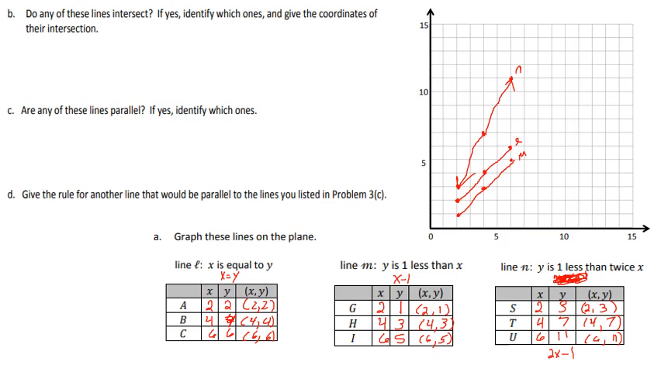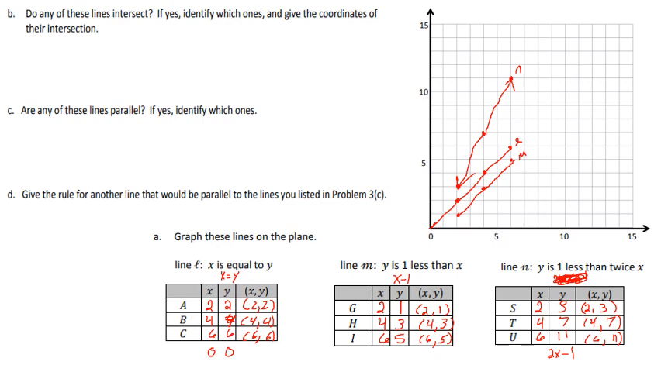Now it says, which lines intersect? Do any of the lines intersect? If yes, which ones? And give the coordinate of their intersection. Well, if I extended this out, let's try this. One thing I like doing, on this one here, if I'd have chosen 0, that would have been 0. So L would have extended all the way out right to the 0.